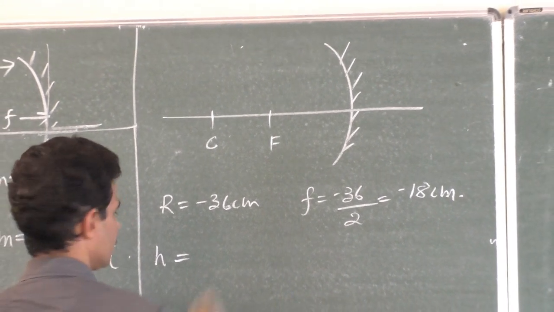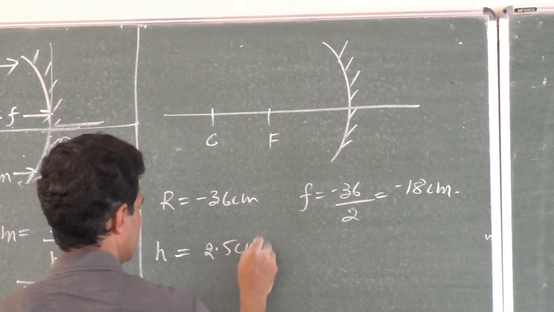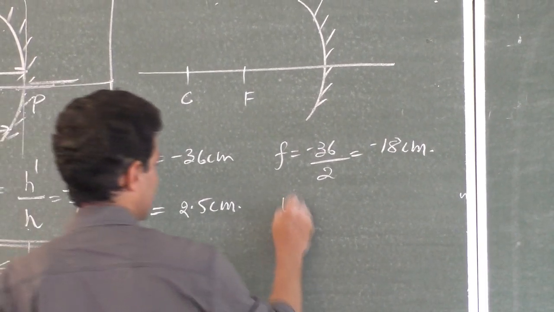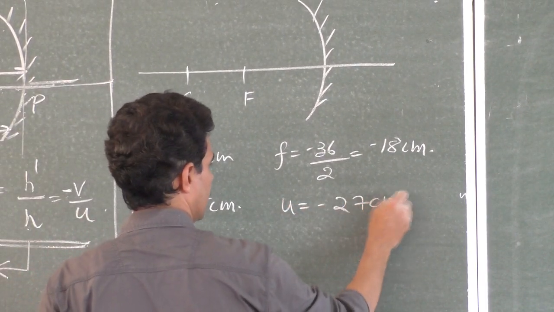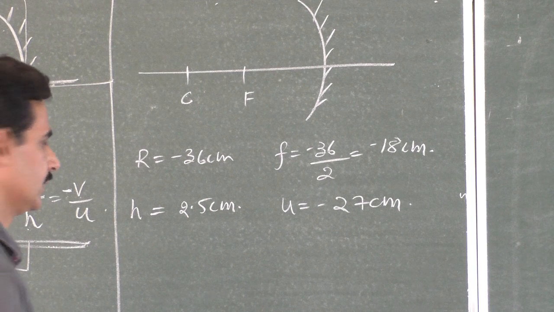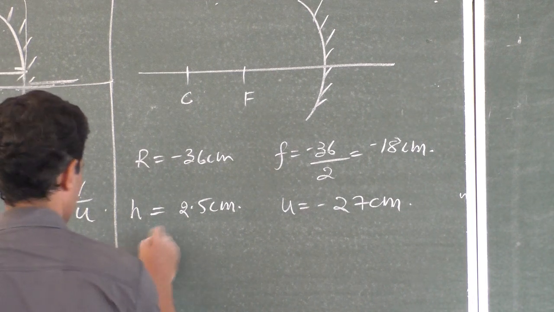Height of the object is 2.5 centimeter. Let everything be in centimeters. Then object distance is minus 27, it is given. Object is placed at a distance of 27 centimeter from the mirror. Radius of curvature is given. So what is v? Question mark is for v.